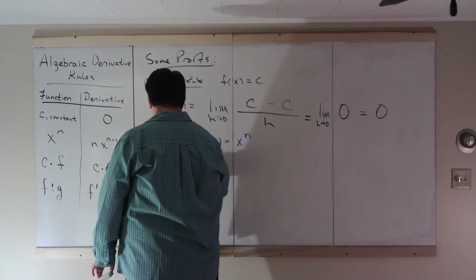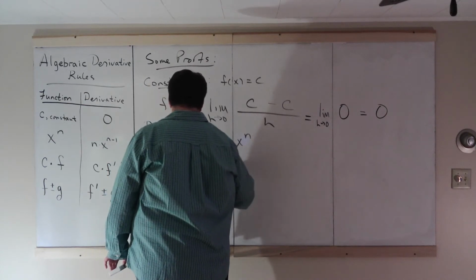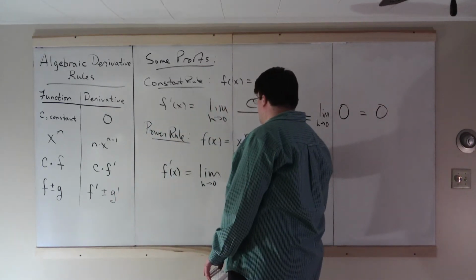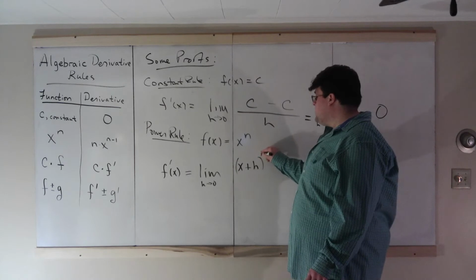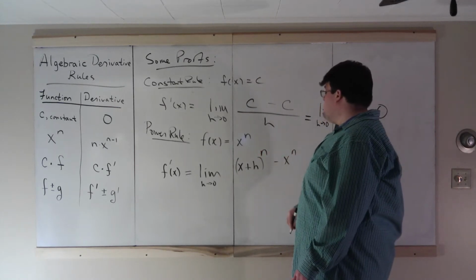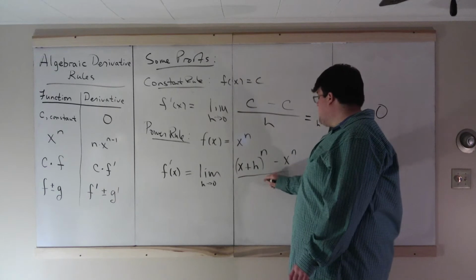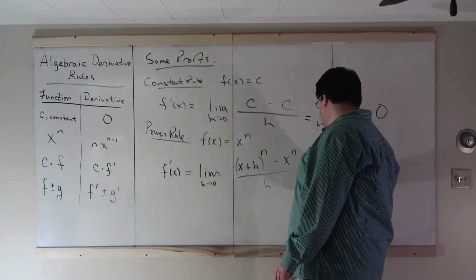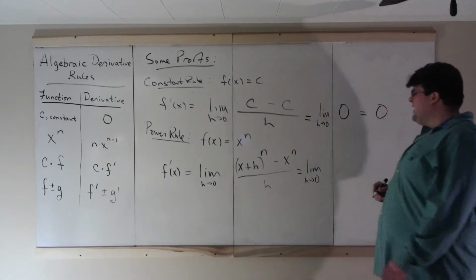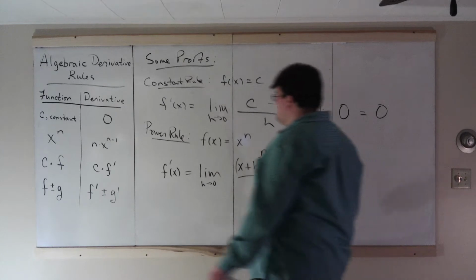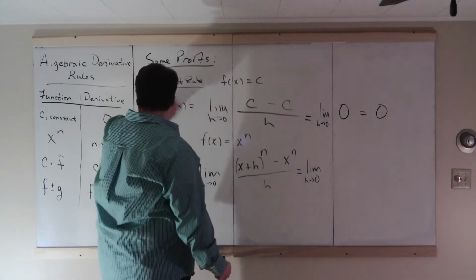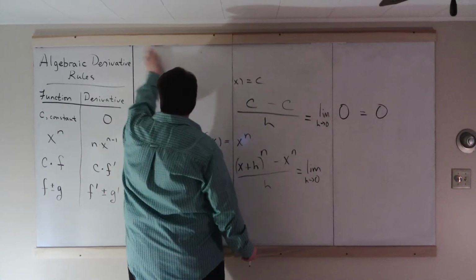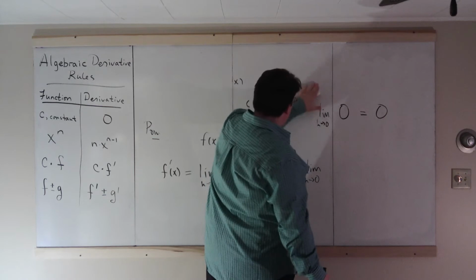f prime of x, limit h approaches 0, f of x plus h. Well, if f of x is x to the n, then f of x plus h is x plus h to the n, minus f of x, all over h. How do we expand x plus h to the n? Maybe I should erase up here. I'll show some side work up here. How would we expand that?